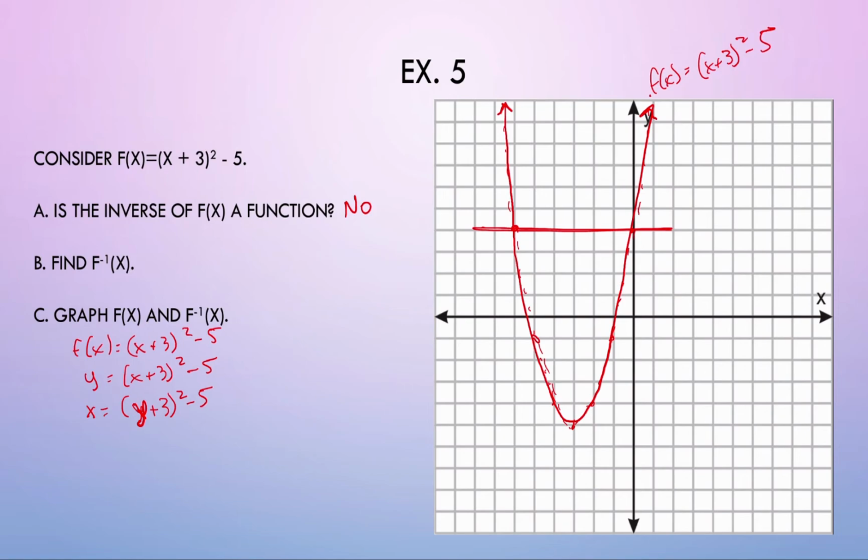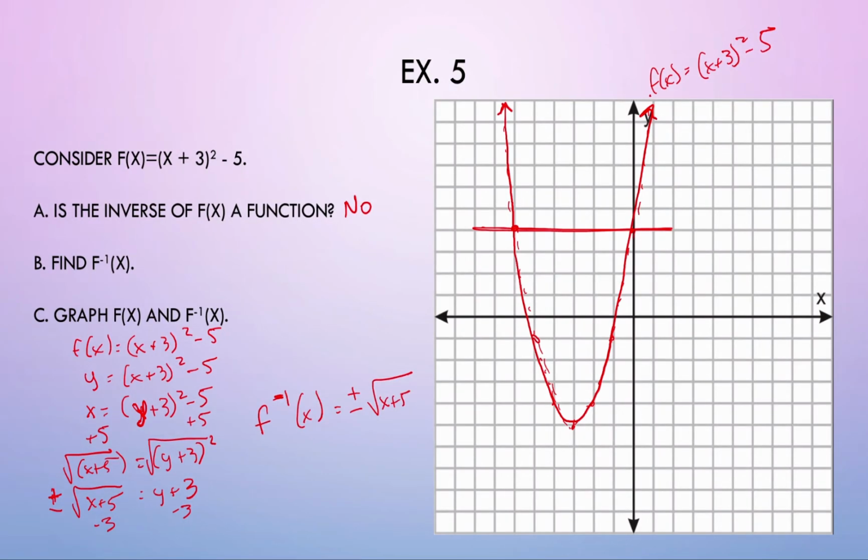And solve for y. We're going to add 5 to both sides. It's going to be x plus 5 equals (y plus 3) squared. We're going to square root both sides, so this is going to be y plus 3. Now the important thing when we take the square root is that this has to be both the positive and the negative square root of x plus 5. And that is what makes the inverse not be a function. And then we subtract 3. So we're going to get f inverse of x is plus or minus the square root of x plus 5, minus 3.